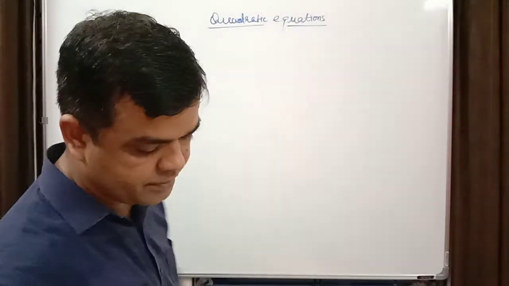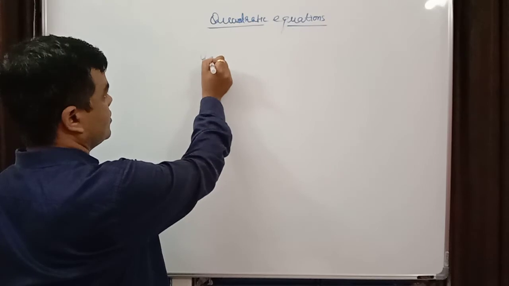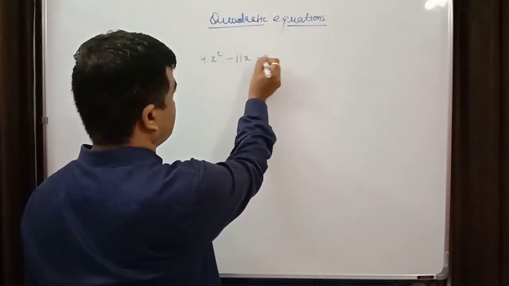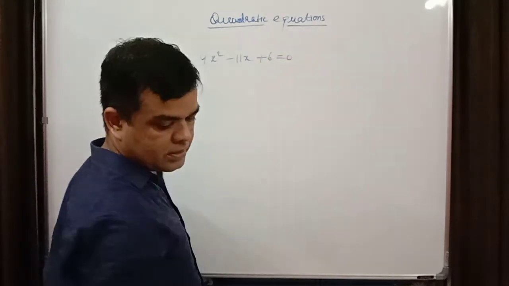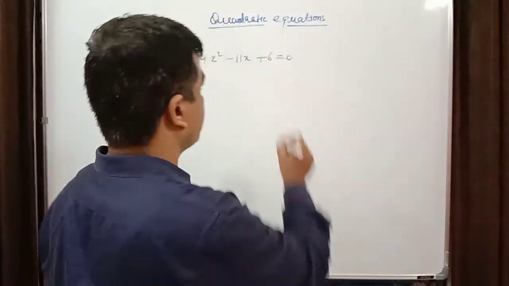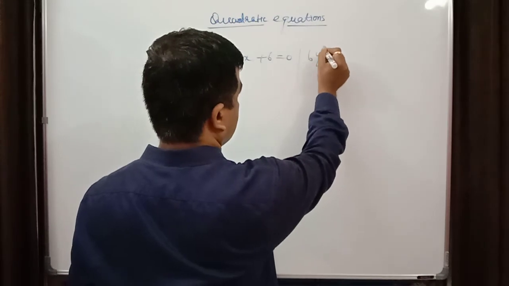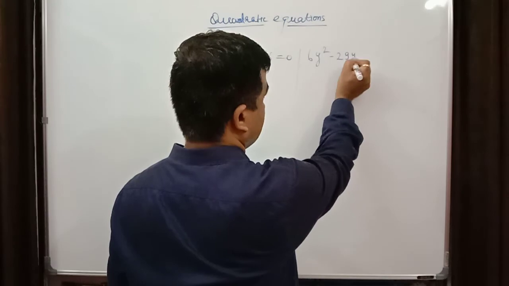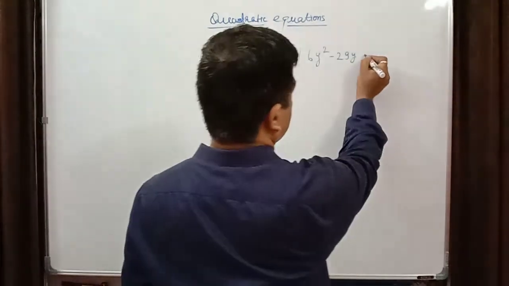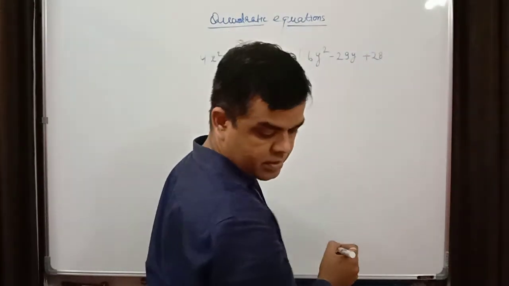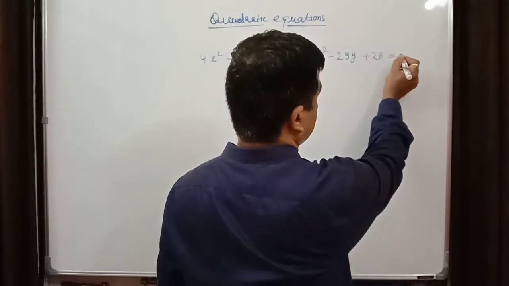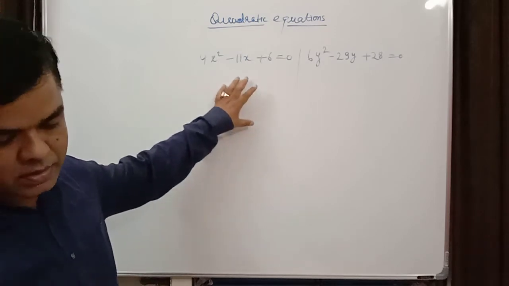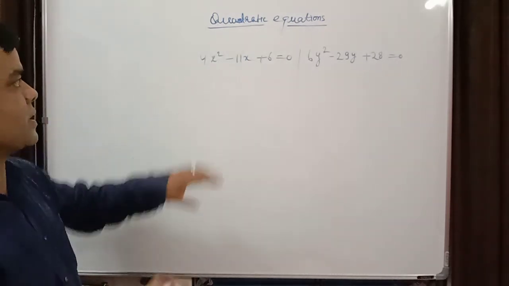Another example. 4x square minus 11x plus 6 is equal to 0. Then 6y square minus 29y plus 28 is equal to 0. Okay. Now we have to solve these equations. So first make the factors.